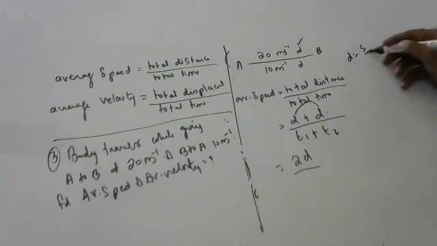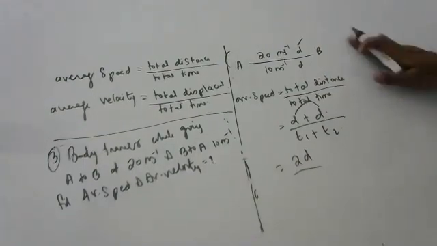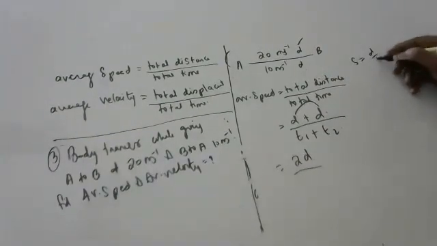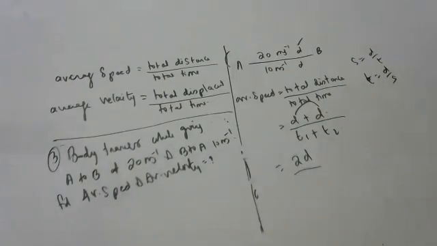Distance is equal to speed into time, so time is equal to distance by speed. Time is equal to distance by speed.